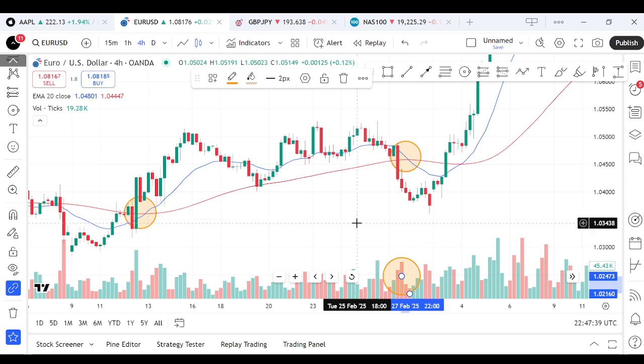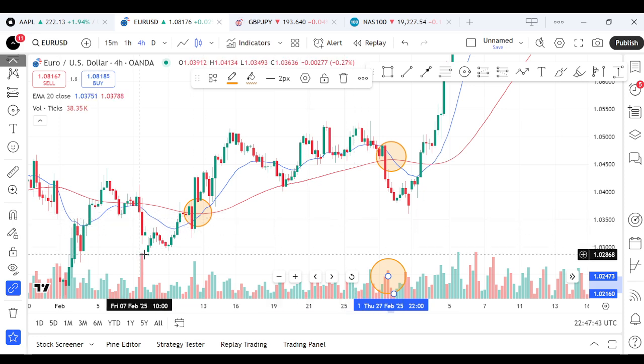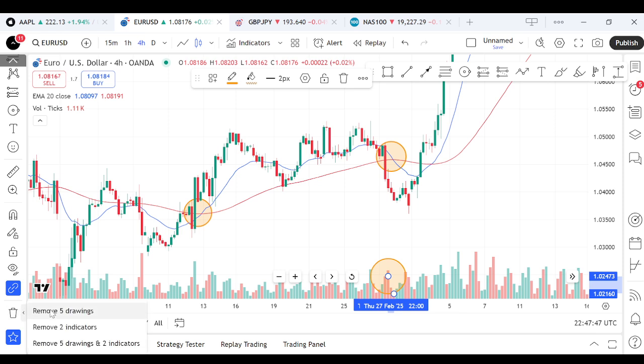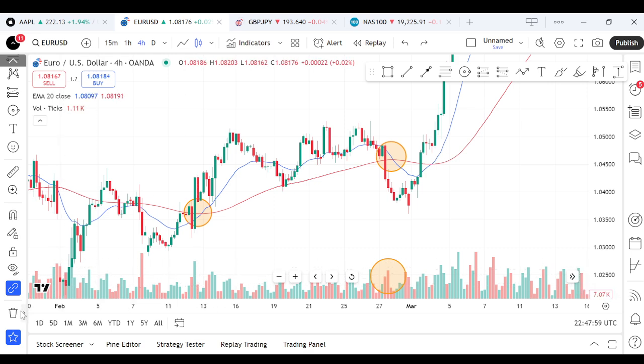So let's just approach this strategy step by step. The very first step is to insert your moving averages to your chart, the 20 period EMA for your shorter moving average, and the 50 period or 200 period moving average for your longer moving average. And the next thing after inserting your indicator, your EMAs, is to watch out for trend shifts and breakouts.